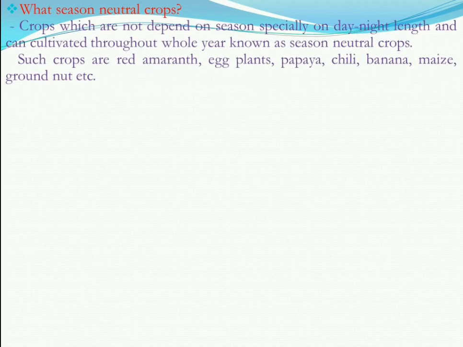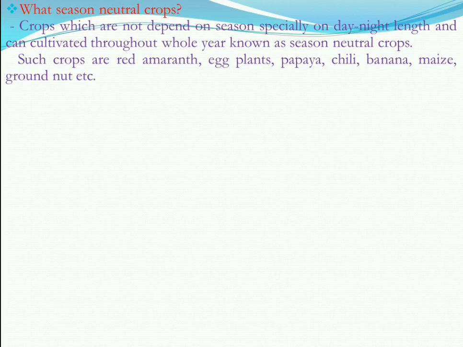First of all, we should know what season neutral crops are. What are season neutral crops? Crops which do not depend on season, especially on day and night length, and can be cultivated throughout the whole year, are known as season neutral crops.